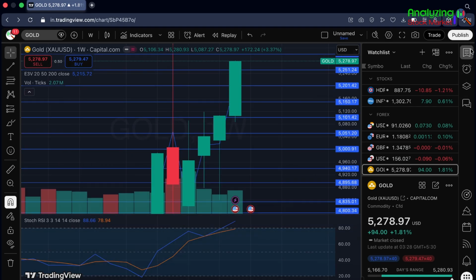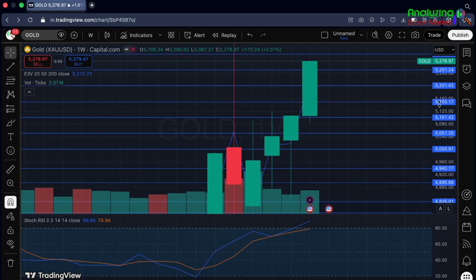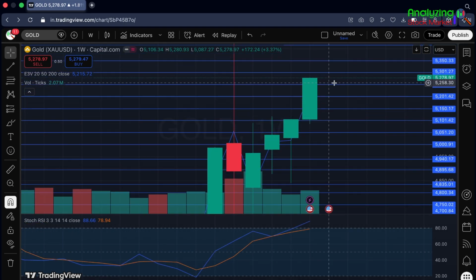So let's open a weekly chart over here. In this weekly chart, we can see a good bullish candle with a big body and a small upper and a small lower wick. If I talk about the stochastic RSI, it is around 78-88 levels, which is indicating an overbought area, which is indicating negative momentum.